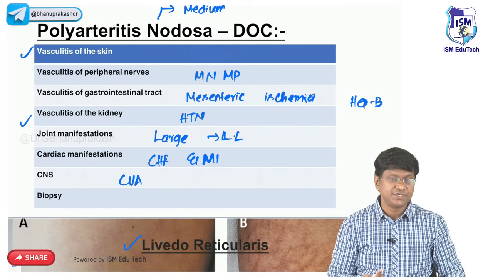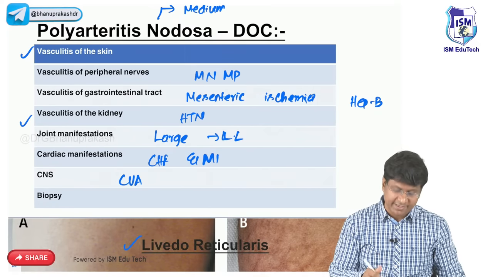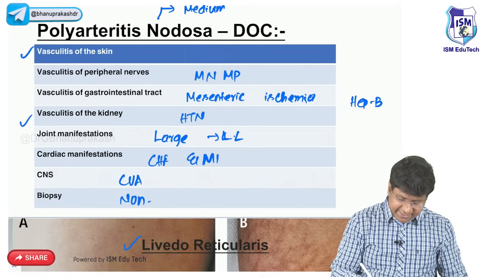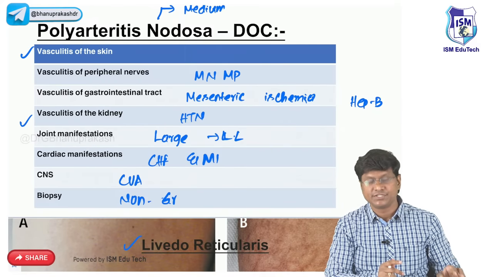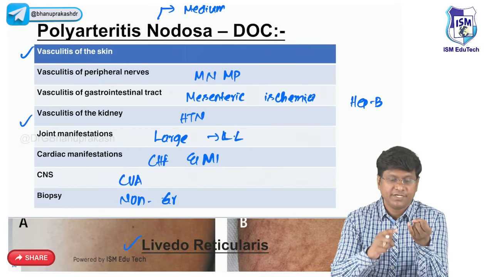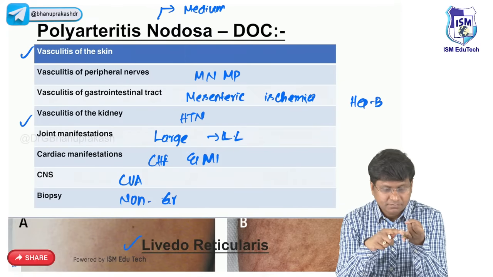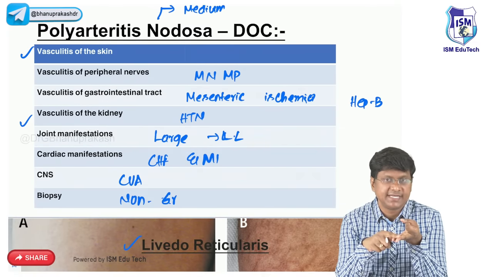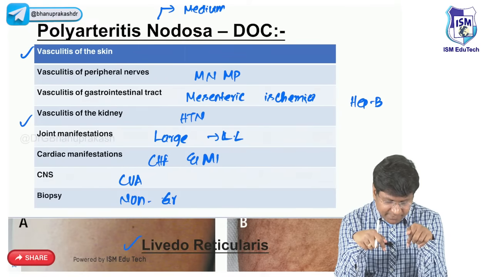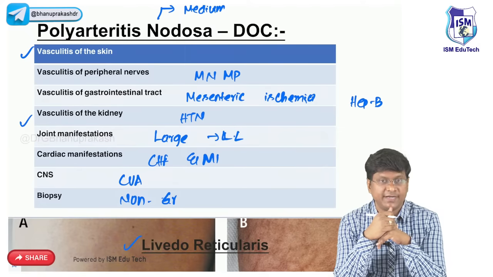Then what does the biopsy show? See, biopsy in case of polyarteritis nodosa will show that there is non-granulomatous inflammation. So where do you come across granulomatous inflammation? That is Wegener's, Takayasu, as well as giant cell arteritis. Whereas in case of polyarteritis nodosa, you have non-granulomatous inflammation.